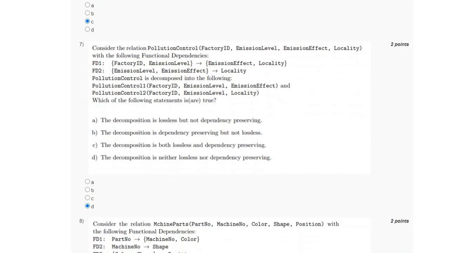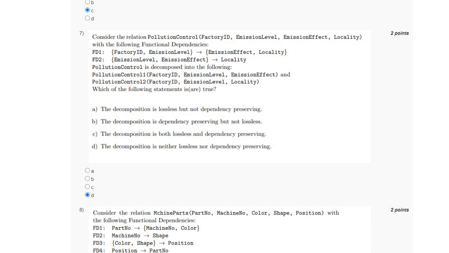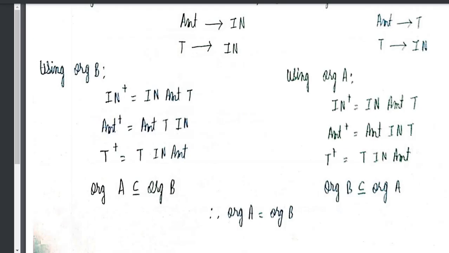Now for the next question, we have been given the relation pollution control, which has the following attributes: factory ID, emission level, emission effect, and locality, with the following functional dependencies FD1 and FD2. The pollution control is decomposed into two following relations: pollution control 1, which has the attributes factory ID, emission level, and emission effect, and pollution control 2, which has the attributes factory ID, emission level, and locality, and we have to identify the correct statement.